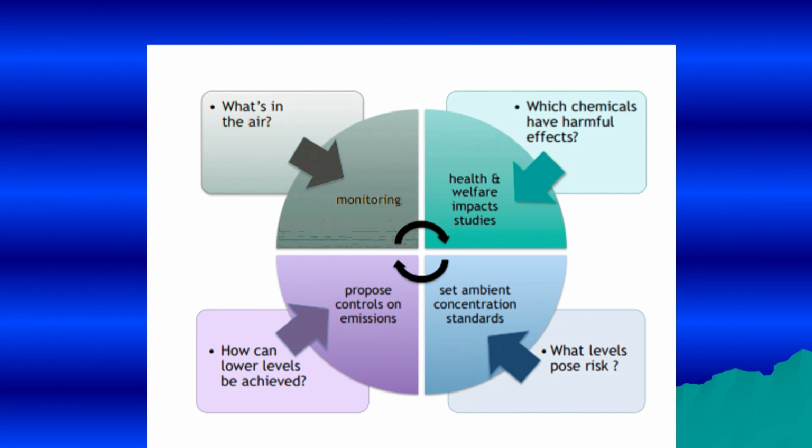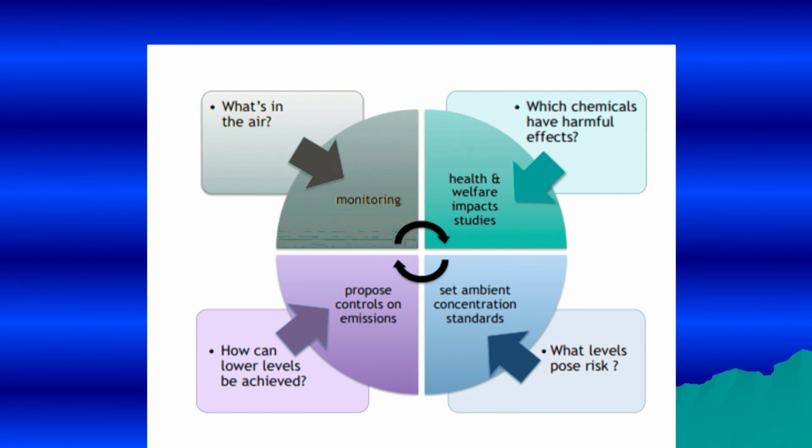Most of this is done by the CPCB or SPCB, the Central or State Pollution Control Board. They set the ambient air concentration standard. If the concentration reaches or becomes more than that, then they call it a pollutant. Then the last and very important question is how we can lower the concentration. These are proposed control mechanisms on the emissions, or the regulations that are there.